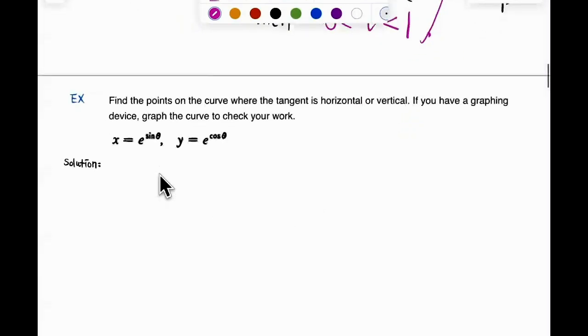The second example here, we try to find the point on the curve where the tangent is horizontal or vertical. And if you have a graphing device, yeah.